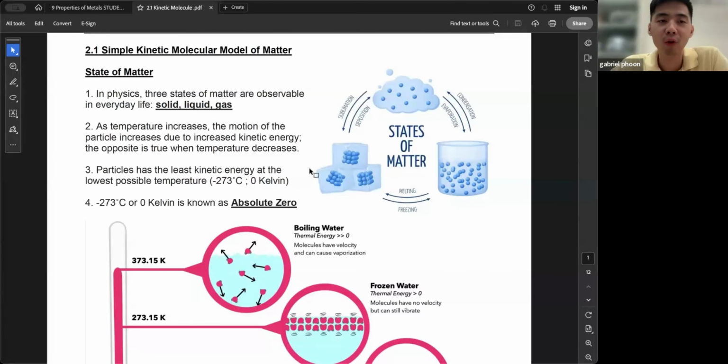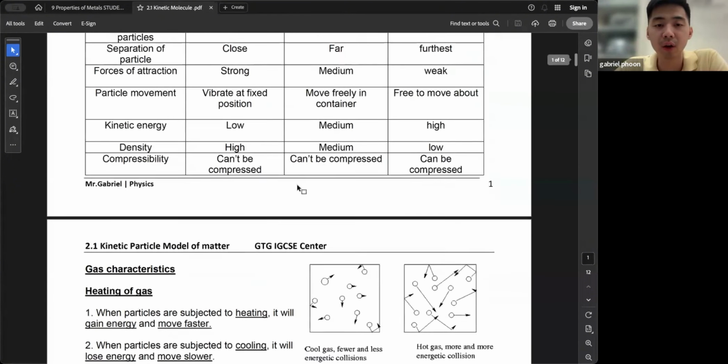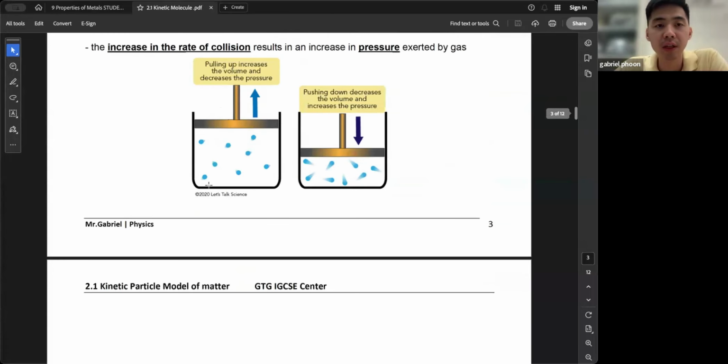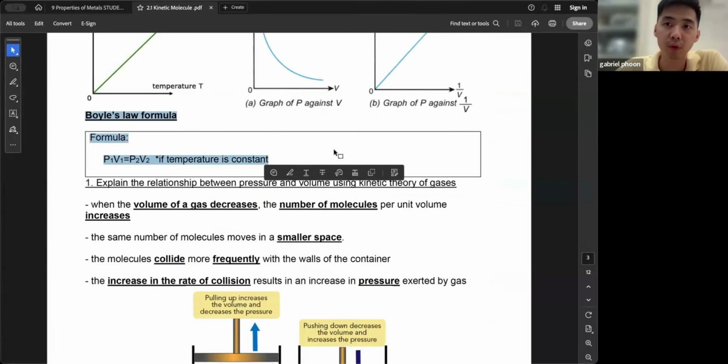States of matter, very straightforward chapter, very easy. Most of the things we already learned in chemistry already, right? Just two extra things that you did not learn is basically what absolute zero is, which is very straightforward. We'll talk about that later on. And one more thing is basically the Boyle's law formula, which is the P1V1 equals P2V2 formula. Everything else we have learned in chemistry already.